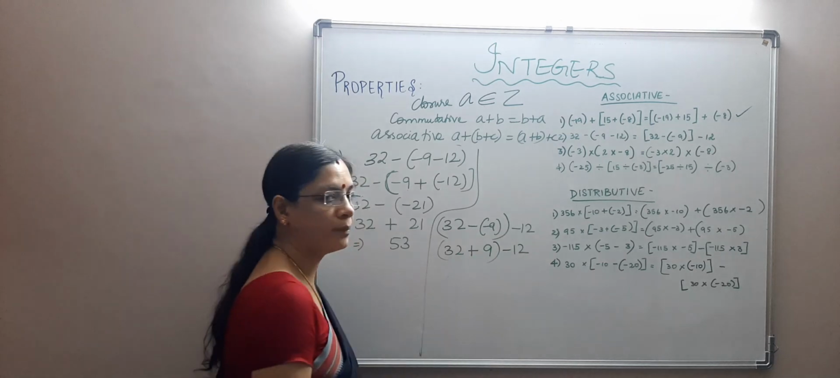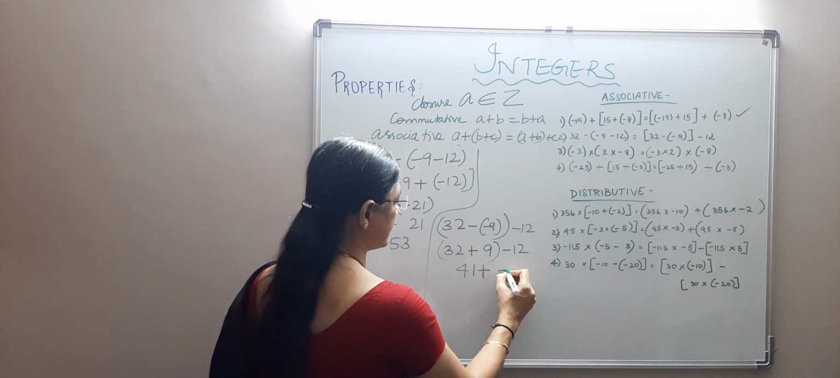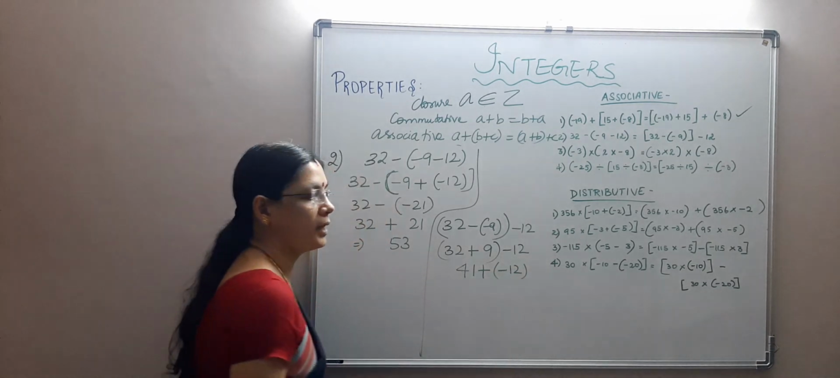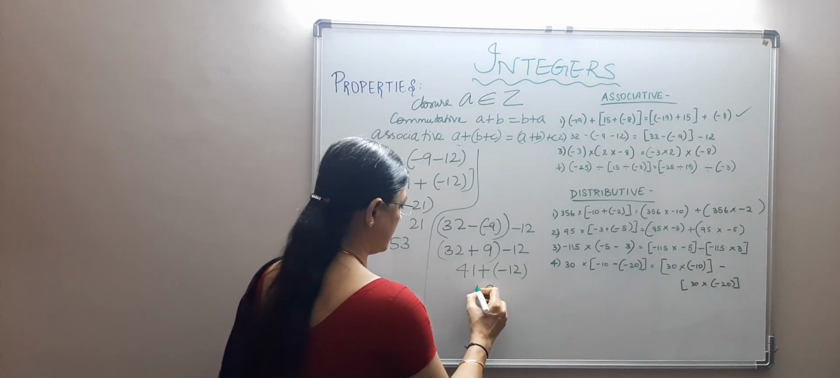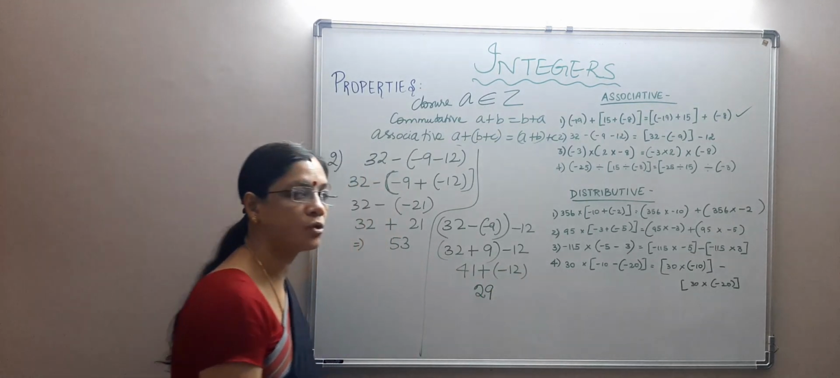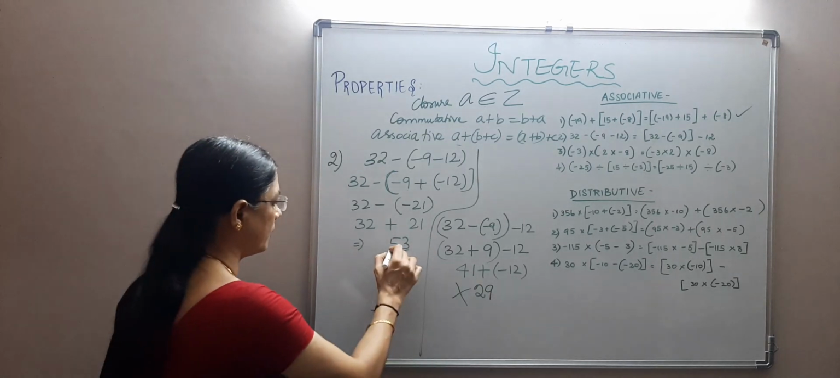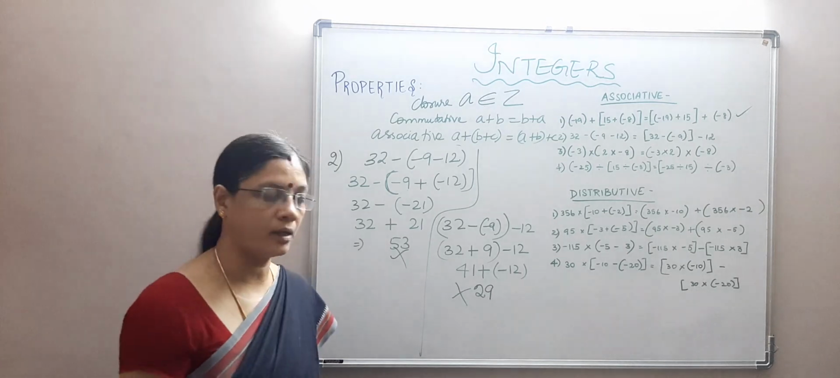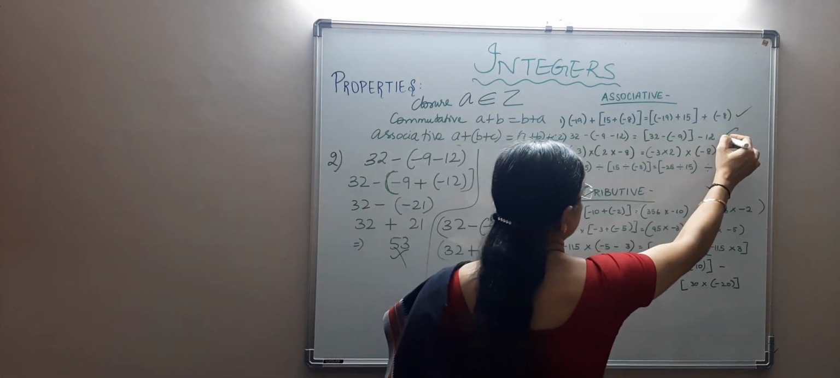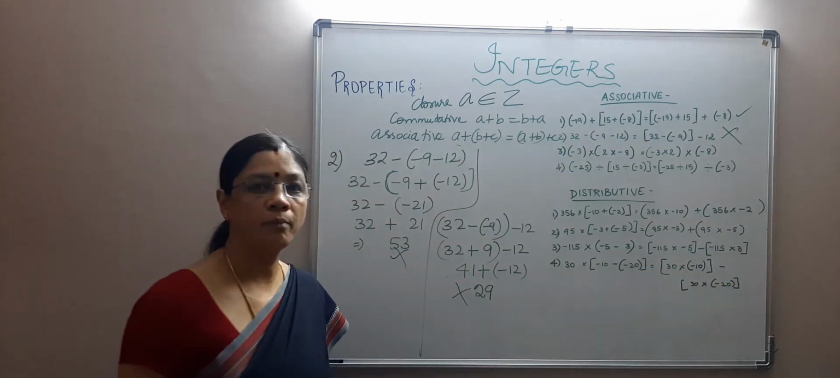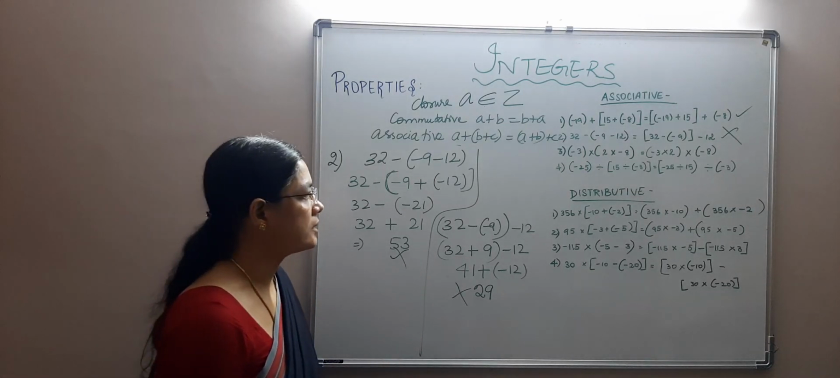What is 32 plus 9? That is 41. Minus 12: minus becomes plus, and put the additive inverse of 12, that is minus 12. So 41 minus 12 is 29. So plus 29 is your answer. But this is not equal, isn't it? 53 is not equal to 29, obviously. So what do we conclude? Integers don't obey the associative law for subtraction. Okay, so that is the case we have seen now.